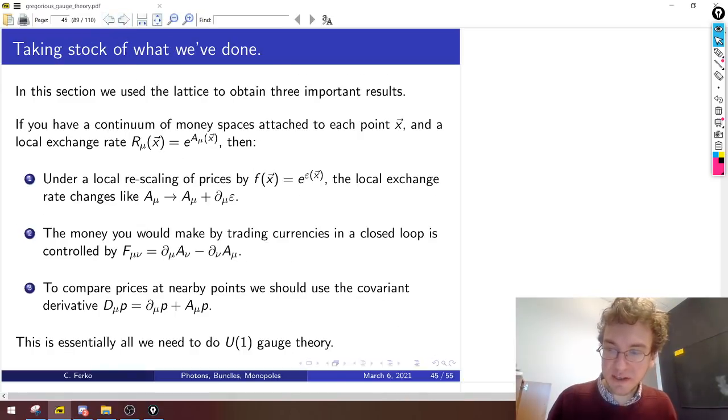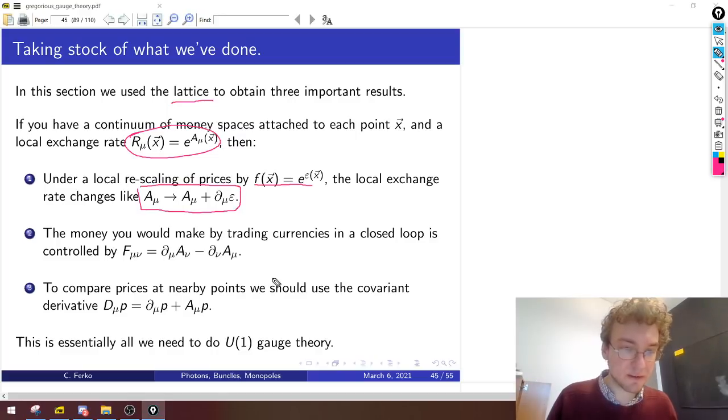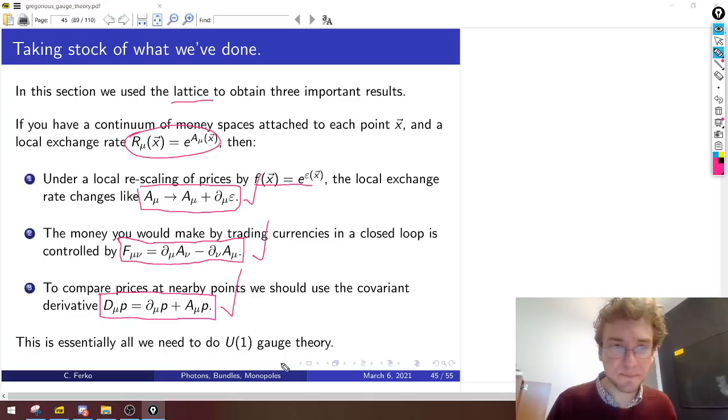All right, so we're basically done with this act. I'll just wrap up in a couple minutes really quick and preview some other things we could discuss. Just to review what we did, in this act, we used the lattice. We put countries on a lattice with a continuum of money spaces and a local exchange rate R mu, and we derived 3 facts. If you do a gauge transformation, if you locally rescale prices in this way, then the exchange rate changes by a derivative like this. That's the first fact. The second fact is that if you trade money in a closed loop, you can make a profit which is measured by the exponential of this function f, which looks like an anti-symmetric combination of derivatives of a. And the right way to compare prices is with this fancy capital D derivative, not the ordinary derivative. These are the fundamental equations of U1 gauge theory. This is all we really need.